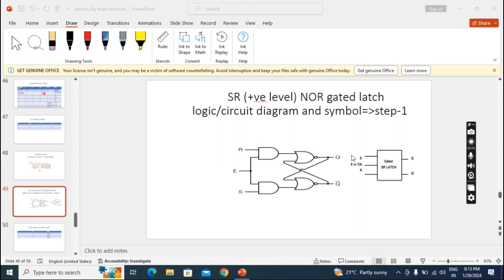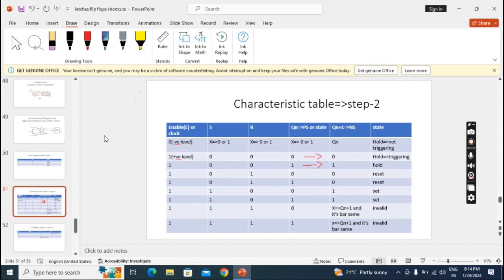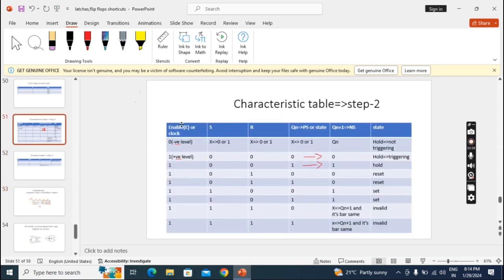So the symbol will be the same as the NAND latch. Only the logic diagram is changing. The latch part truth table will change because this is now a NOR latch. But the remaining steps, step 2, step 3, step 4, everything is the same. No difference.